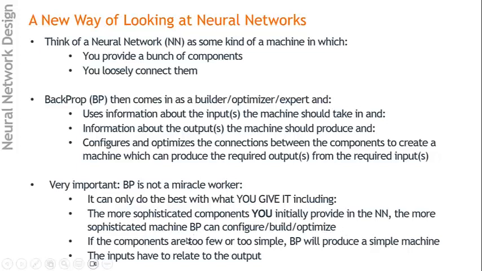And of course, your inputs have to relate to the output. We say garbage in, garbage out. The only thing that neural networks can do is extract information. They cannot create information. If the inputs really have nothing to do with the output, then trying to use a neural network for prediction or classification of the output is useless.